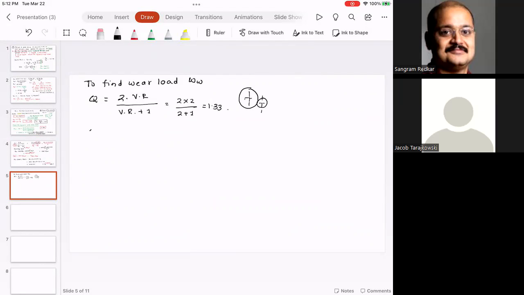Now, to find the value of WW, to find the value of wear load, it's always found for pinion. dP times B multiplied by Q times K. dP is 400, B is the face width 80, Q is 1.33, and now someone tell me what is the value of K.